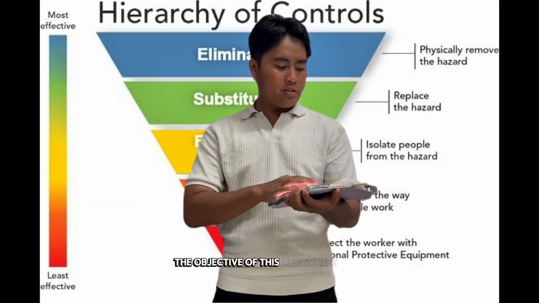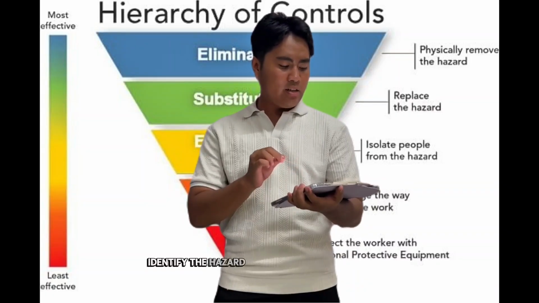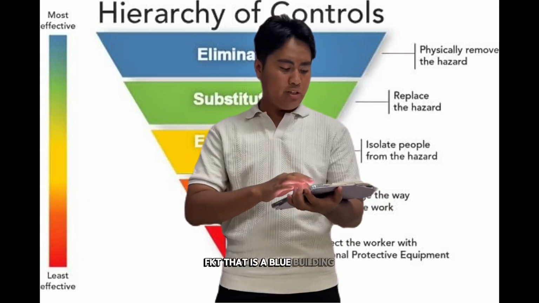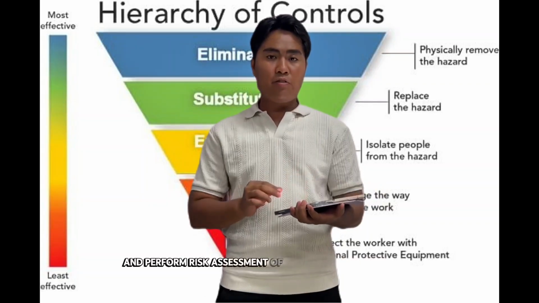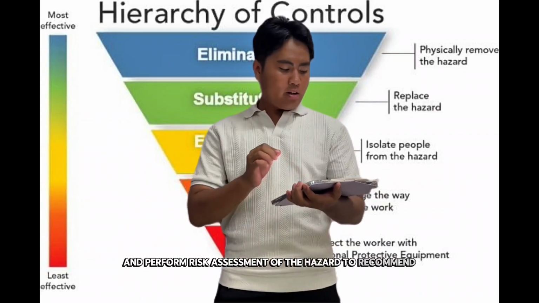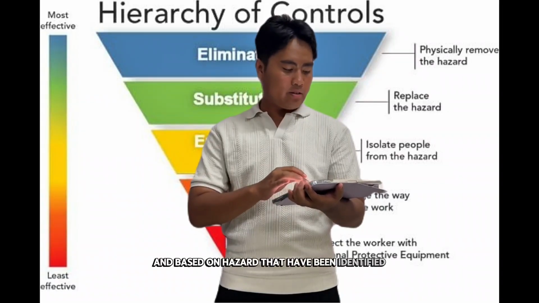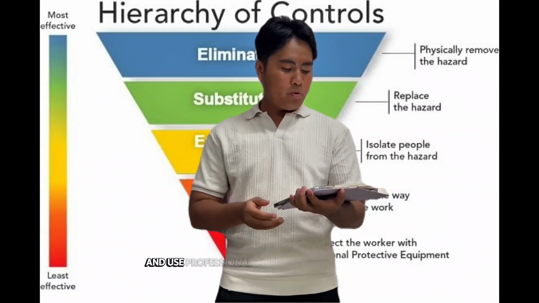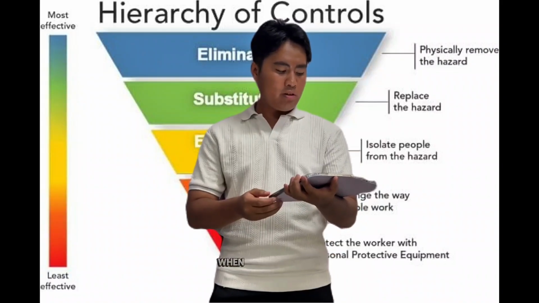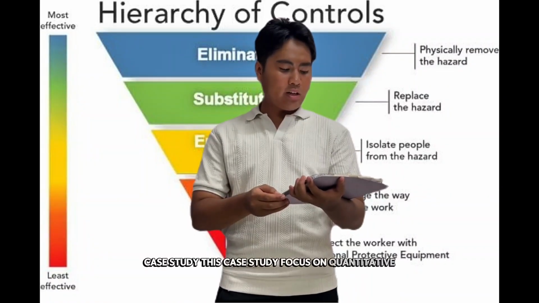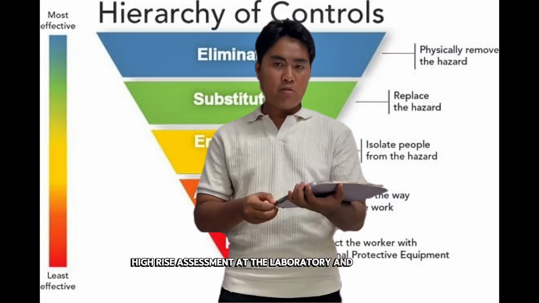The objective of this assignment is to identify the hazards at the Faculty of Electrical Engineering and Technology, FKTE, that is the blue building, and perform risk assessment of the hazards. To recommend control measures based on the hazards that have been identified. To work in a team and use professional practice as future engineers when conducting the case study. This case study focuses on conducting HIRARC assessment at the laboratory and workshop within UMPSA.